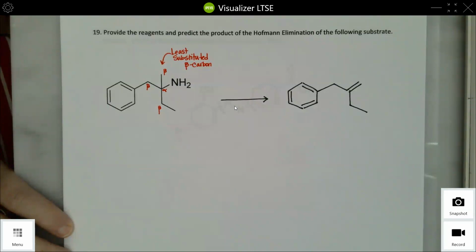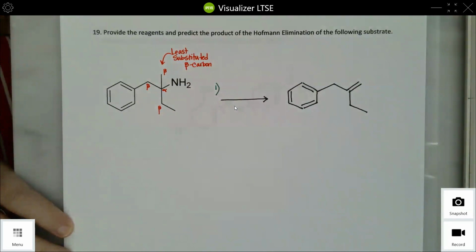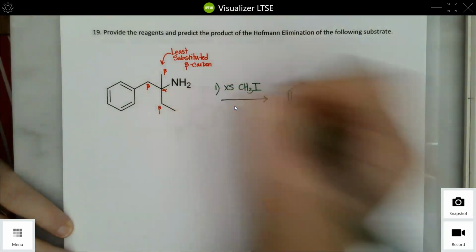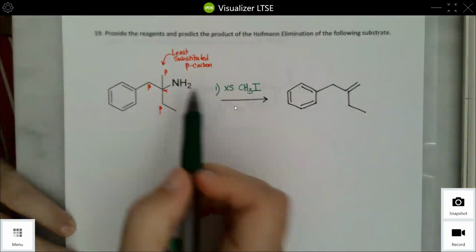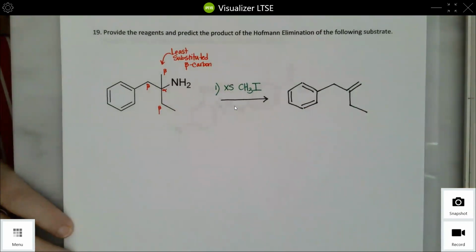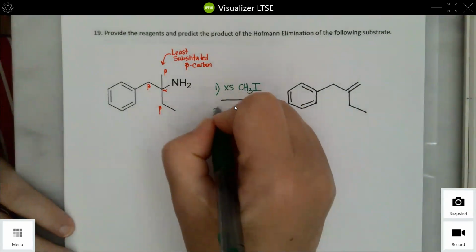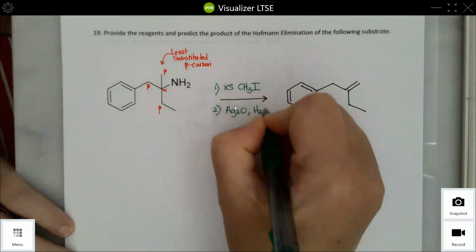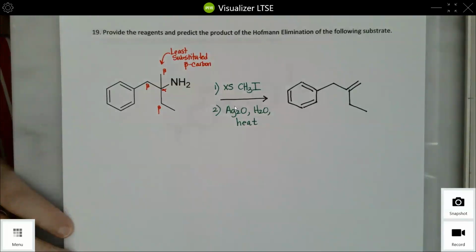And the reagents, in order to get there, right, we need 2 steps. The first step is to treat with excess methyl iodide. That's going to methylate this nitrogen 3 times, right? So we replace both hydrogens with a methyl, and then it even adds a 3rd methyl, right, to get to the ammonium ion. So this creates a good leaving group. And then we can treat with silver oxide, water, and heat, and that will give us the Hofmann elimination product.